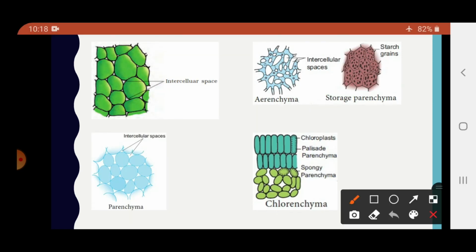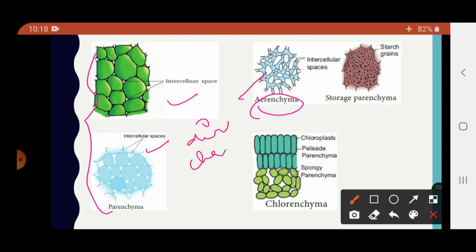Here you can see the diagram. See, there is intercellular space but it is less. It is not a large intercellular space. This is the normal parenchyma tissue. Now see this is the aerenchyma. Look, here this white colored structure is a very large intercellular space. And what are these? Basically they represent the air chambers and it provides buoyancy. Look at this storage parenchyma, in which starch grains, food material, are stored.